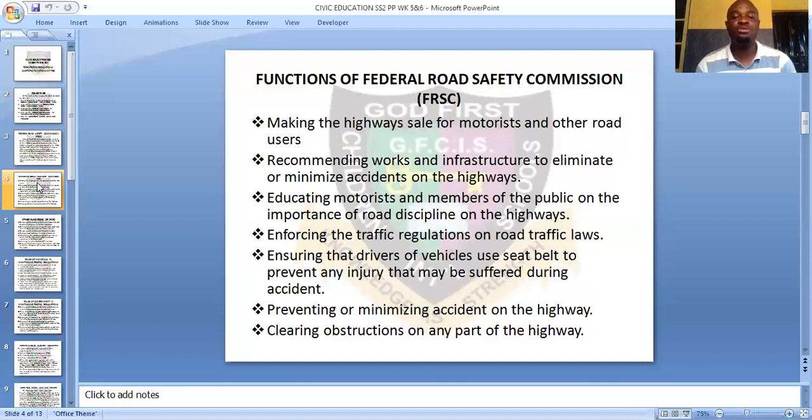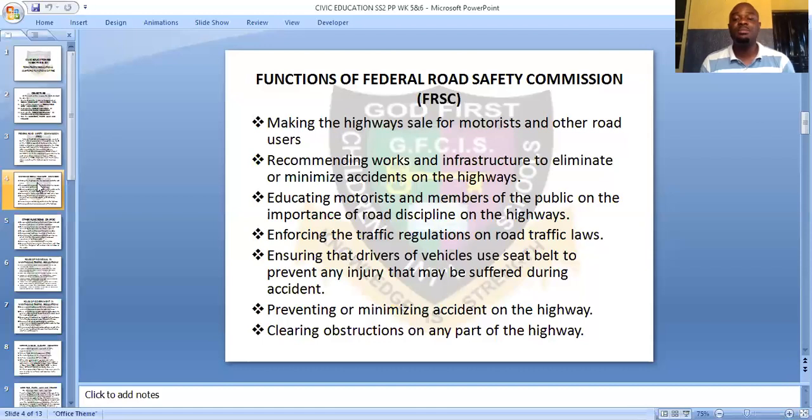It is their job to enforce these traffic regulations, and to make sure that the traffic laws are being respected. Another one is ensuring that drivers of vehicles use seat belts to prevent any injury that may be suffered during an accident. And we all need to know that all this is actually meant for our own good.